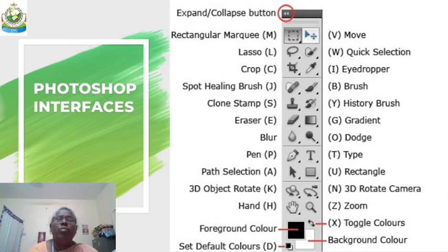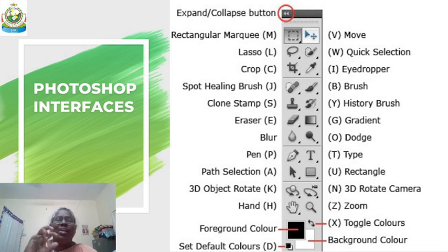Now let us move on to the toolbar. As I told you, the toolbar is in the left corner of the application. The first one is the expand and collapse button. If you click this button, you can extend or collapse your toolbar set. First one, the Marquee tool. This is the rectangular Marquee tool. The letter within the brackets helps you understand the shortcut for this tool. So M is the shortcut for rectangular Marquee. Next is the move tool, V. Next is the lasso tool. Quick selection.